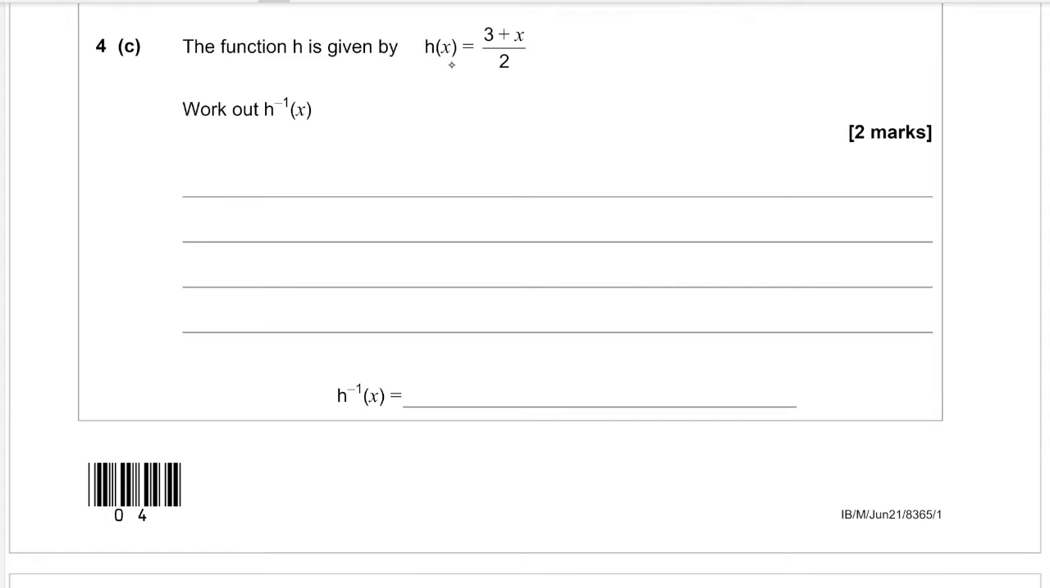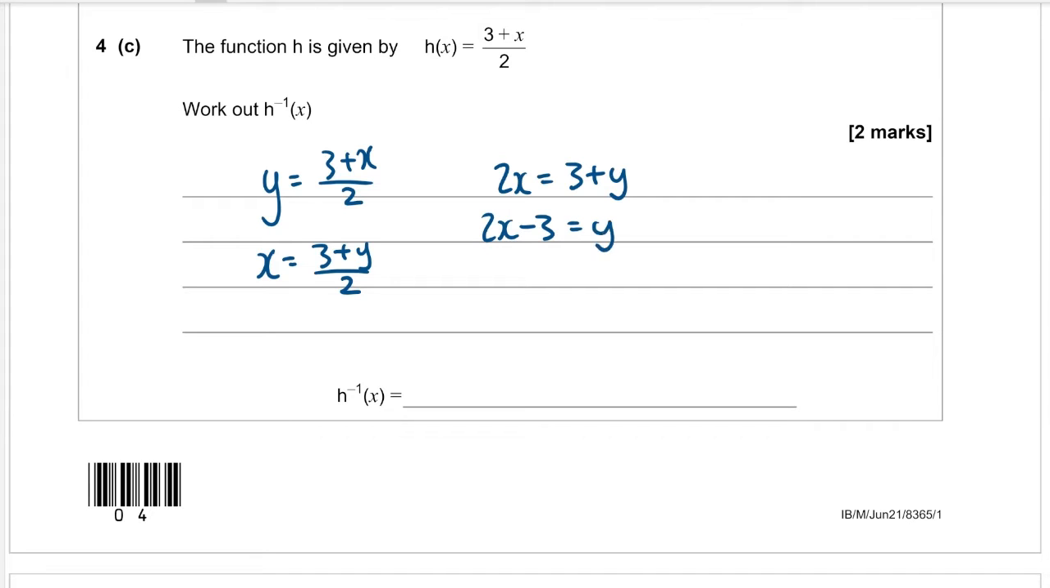And here we have a function h, work out the inverse. So to work out the inverse, I write y is equal to this function. I then swap my x's and y's over, and this will give me that x is equal to 3 plus y over 2, and then I make y the subject of that equation. So I'll times by 2, and then I will subtract 3, and this is my inverse function, 2x minus 3. So I write the inverse function is 2x minus 3.